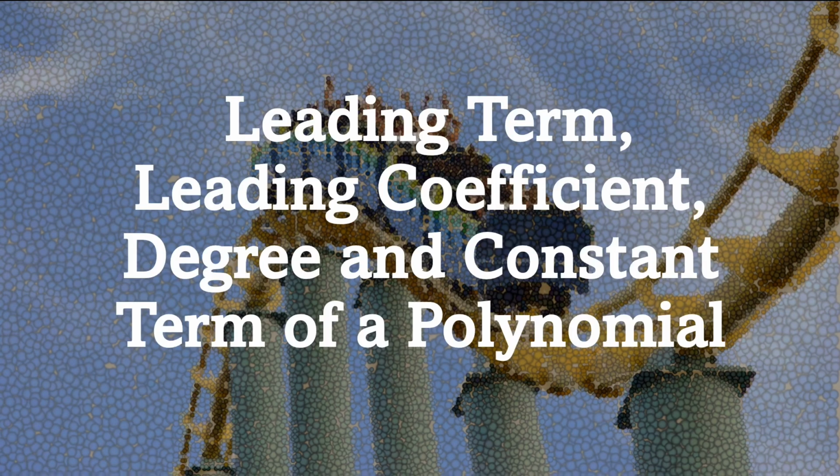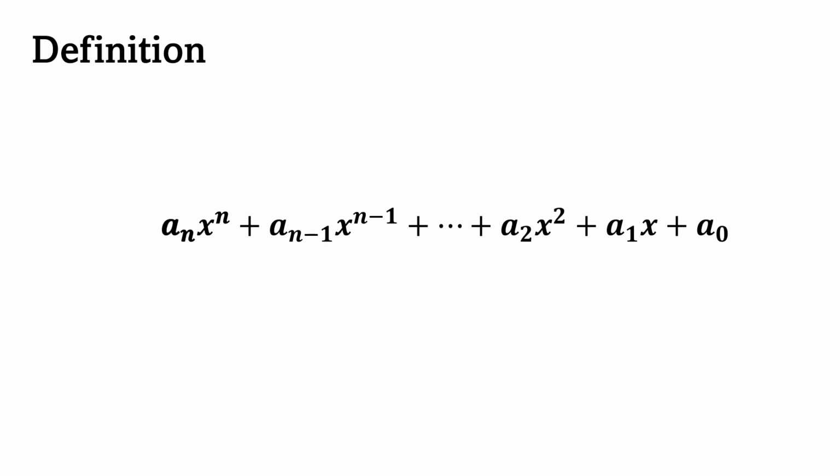This video is about identifying the leading term, leading coefficient, degree, and constant term of a polynomial in a single variable, or one variable. Let us first define the leading term, leading coefficient, degree, and constant term for a polynomial of one variable.